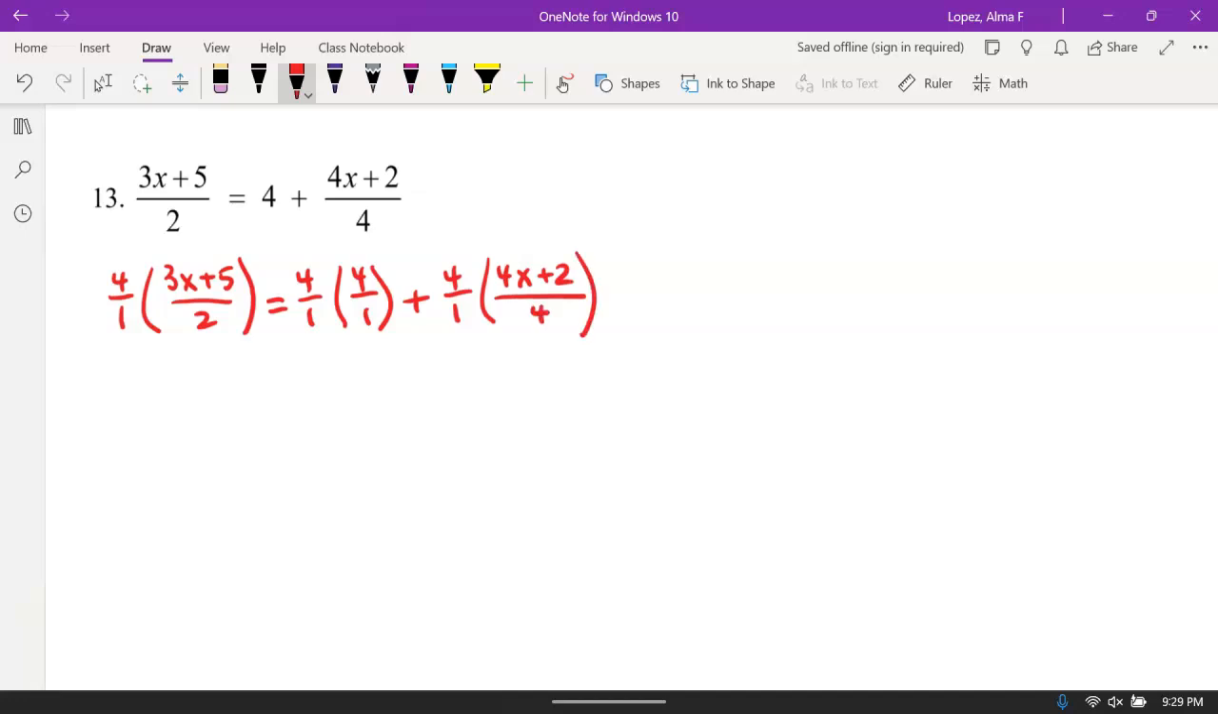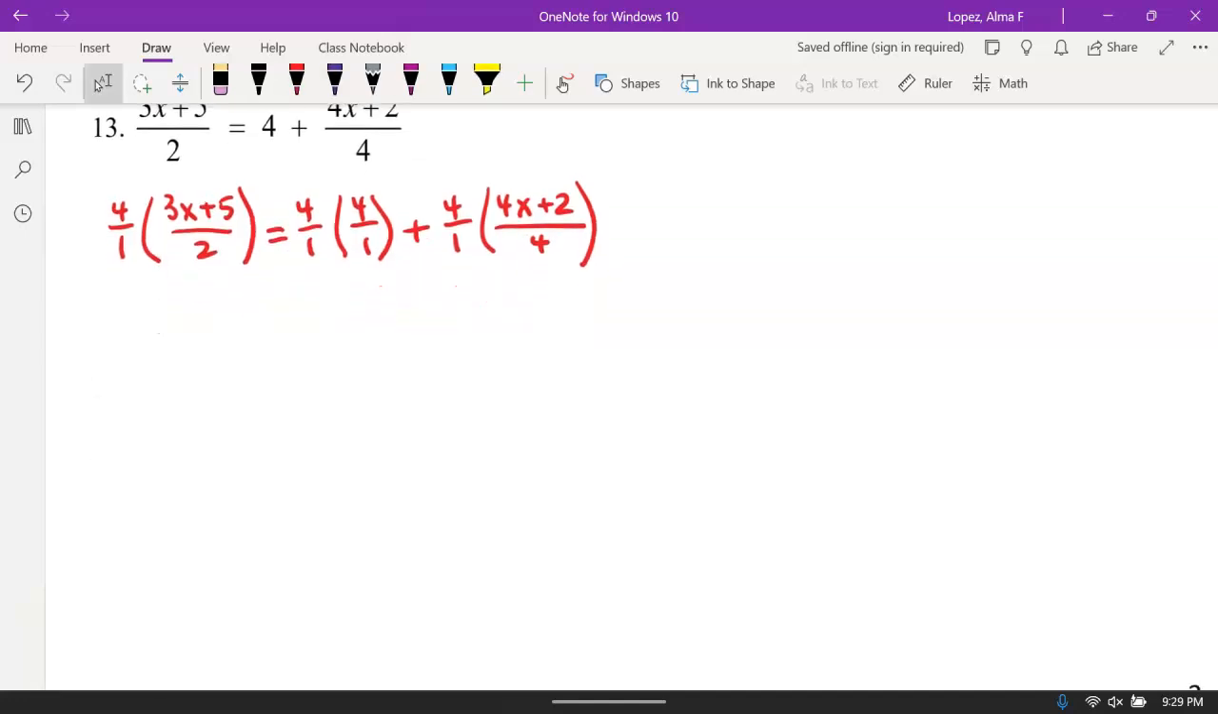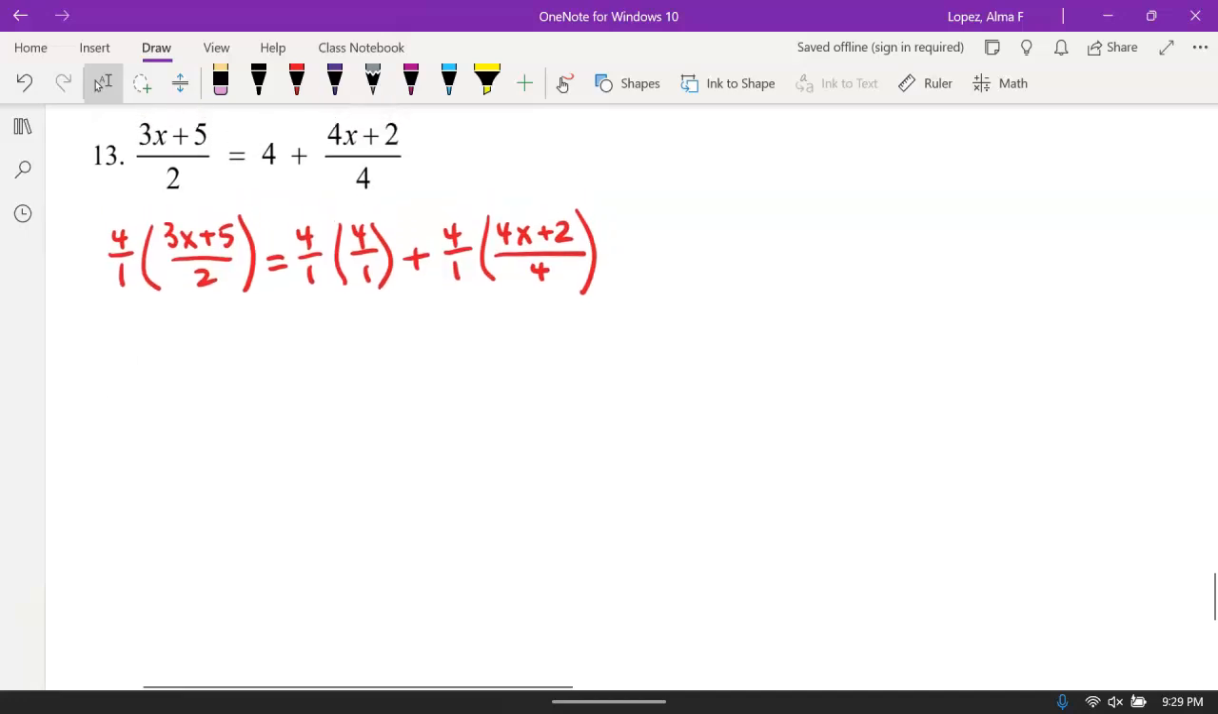Okay, once we have written it out where we multiply the least common denominator onto each term, we're going to reduce a little bit. The 2 reduces by 2 to 1, and 4 reduces by 2 to a 2. But I'm not going to multiply through right away. I'm going to get 2 times the 3x plus 5.